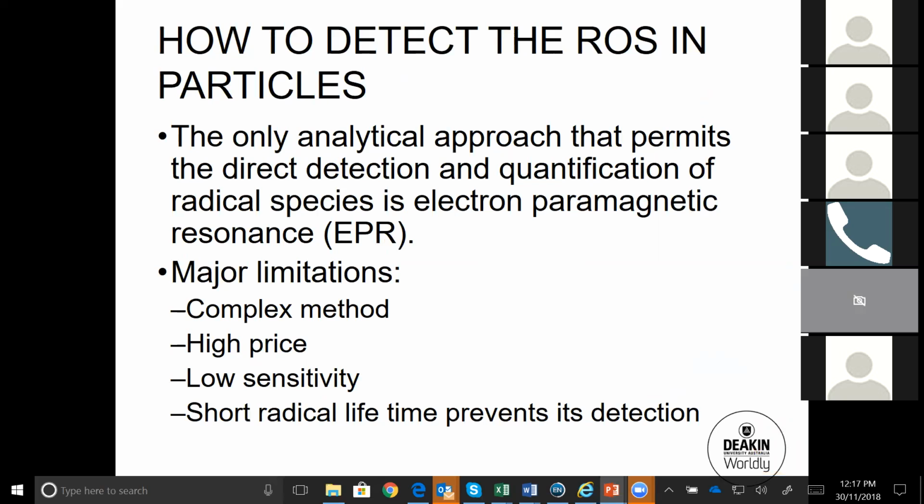Now, how do we detect the ROS in particles? The only analytical approach that permits the direct detection and quantification of free radical species is electron paramagnetic resonance, or EPR.